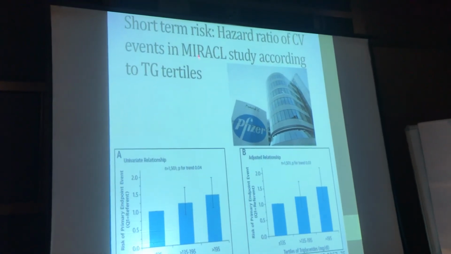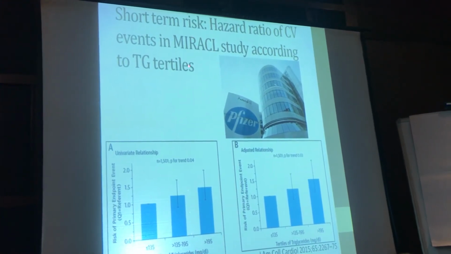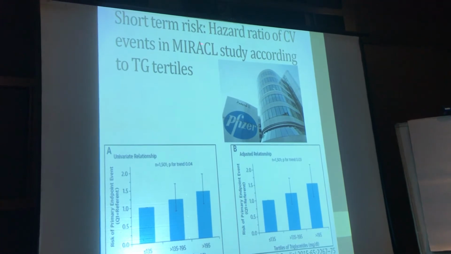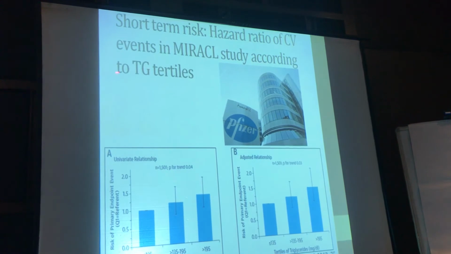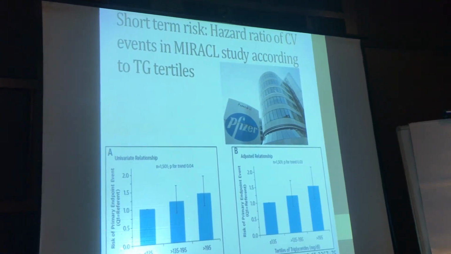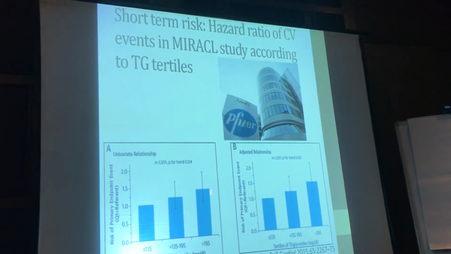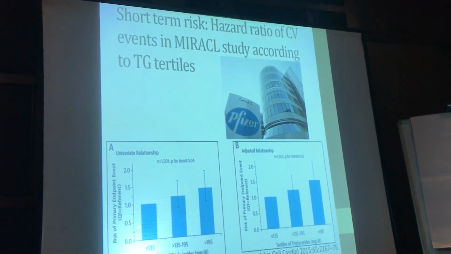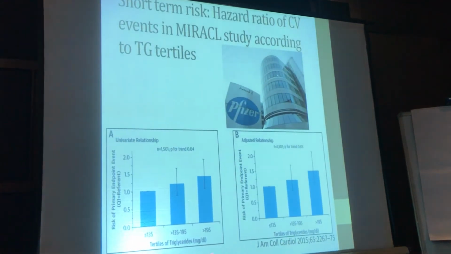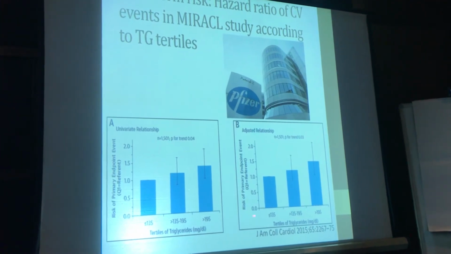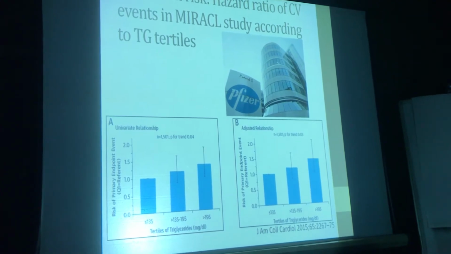Now, the MIRACL study, which was sponsored by Pfizer, was actually conducted to see the benefit of a high dose of atorvastatin, 80 milligrams per day, in coronary artery disease patients. When they studied triglyceride thresholds, starting from 135 milligrams to 195 and more than 195 milligrams in the blood, they found that the relative risk of coronary artery disease was more in this population. The age adjusted relationship also showed that the relationship of triglyceride to coronary artery disease was more.